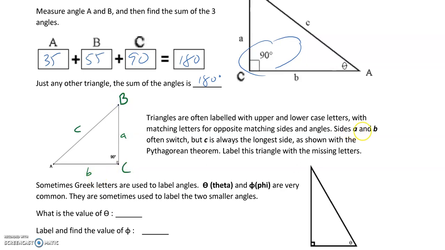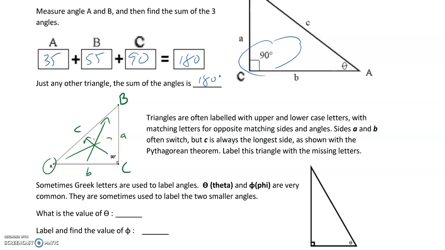Okay, so it says sides A and B often switch, but C is always the longest side, and this is what you guys often use in the Pythagorean theorem. You guys practiced Pythagoras last year quite a bit. A squared plus B squared equals C squared, that type of thing. So often A and B switch. Again, if that wasn't there, I would not have known that was A, because you always want them to be directly across from each other.